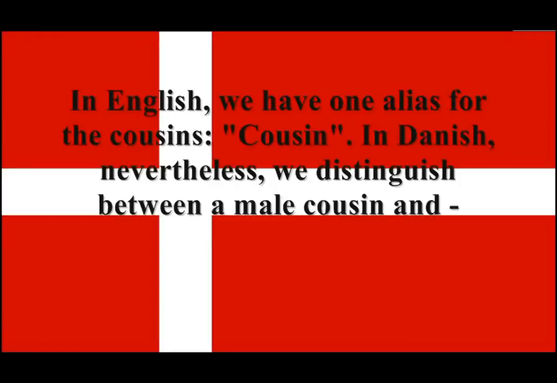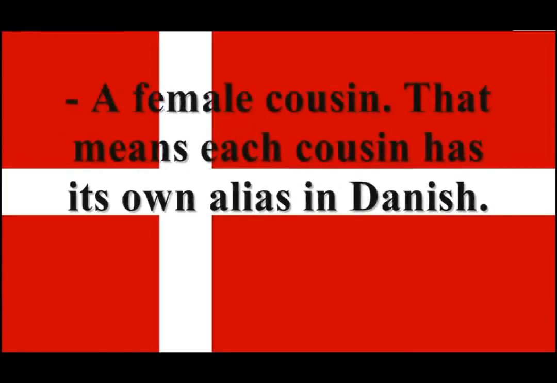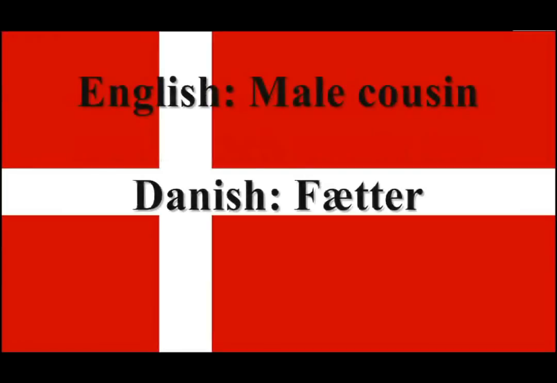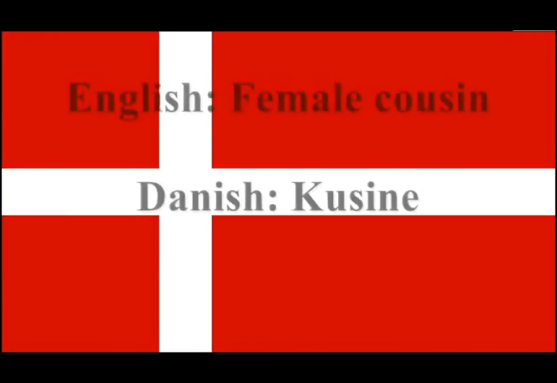In English we have one alias for the cousin. In Danish, nevertheless, we distinguish between a male cousin and a female cousin. That means each cousin has its very own alias in Danish. A male cousin. In Danish we call it Fætter. A female cousin. In Danish we call it Kusine.